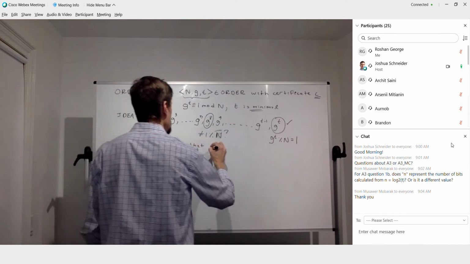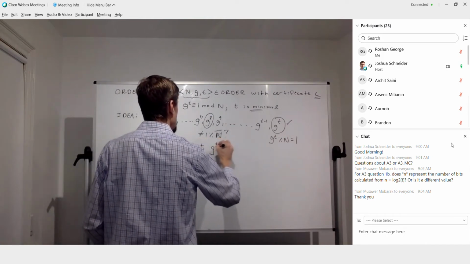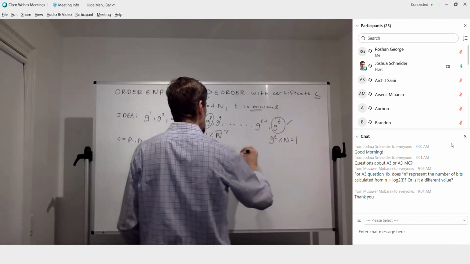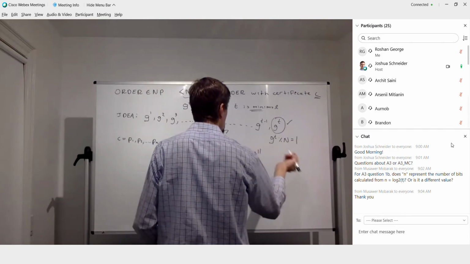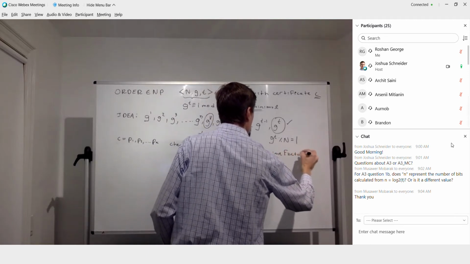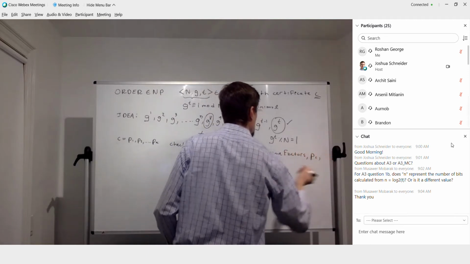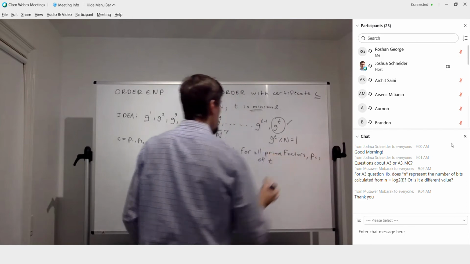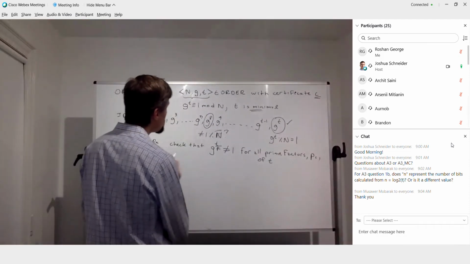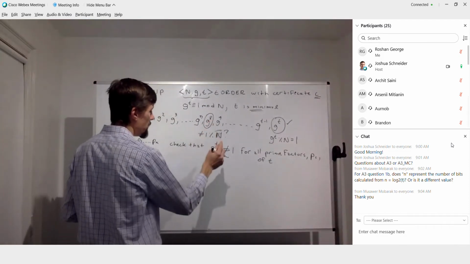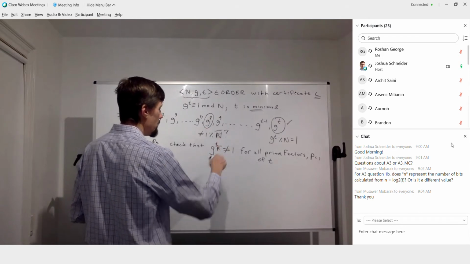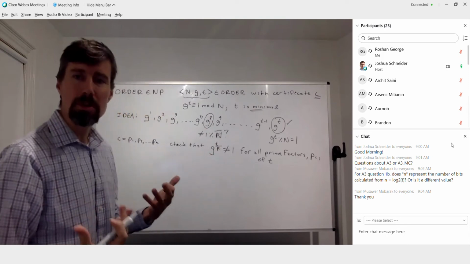In other words, we have to check that G to the T divided by P sub I is not equal to 1 for all factors P sub I of T. So you need a prime factorization of T to be able to do this. In this example, if this one were equal to 1, that would imply that T is divisible by some prime factor and that quotient is equal to 8. Or in other words, T is a multiple of 8.